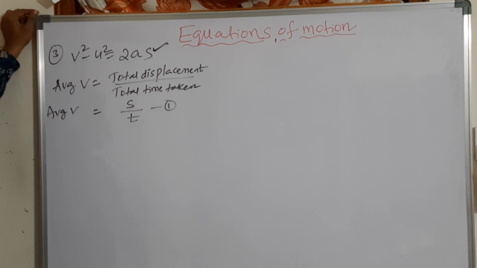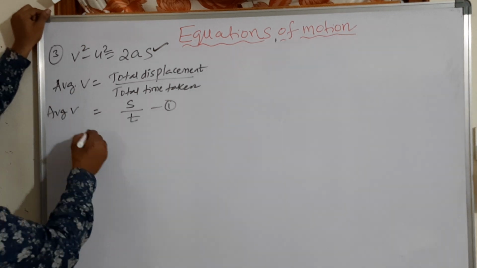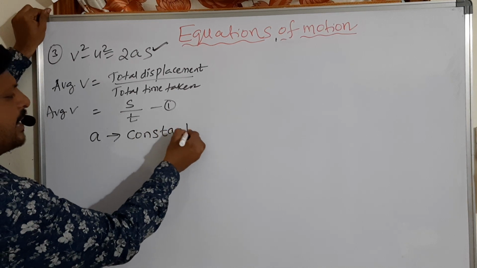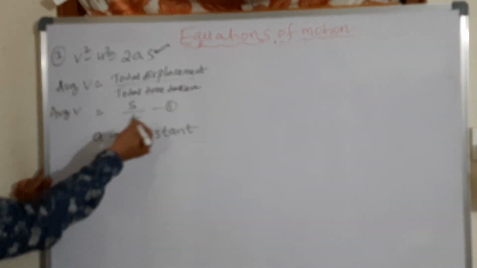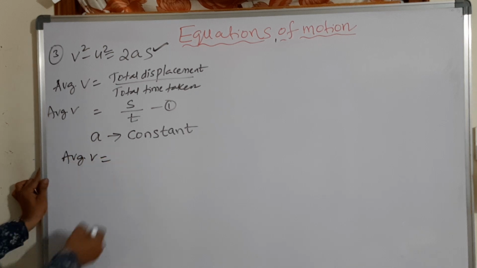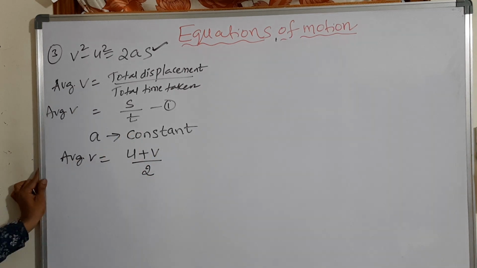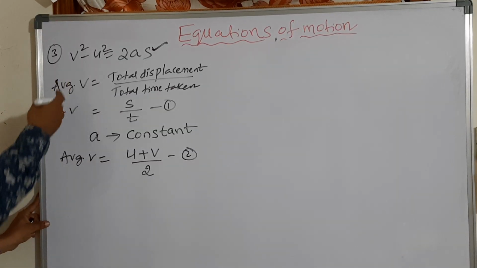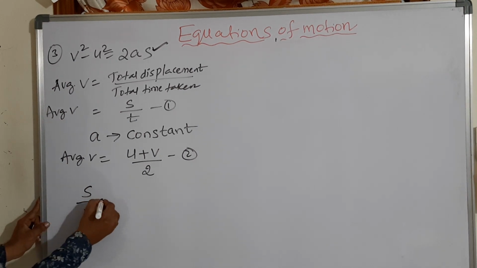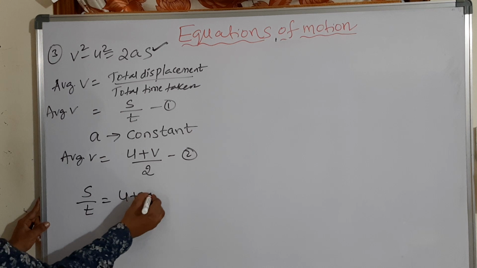Now already we know in the equations of motion acceleration is constant. So a remains constant. When a remains constant, then average velocity is equal to initial velocity plus final velocity by 2. So this is equation 2. Compare equation 1 and equation 2. Then we can write s by t is equal to (u + v) by 2.